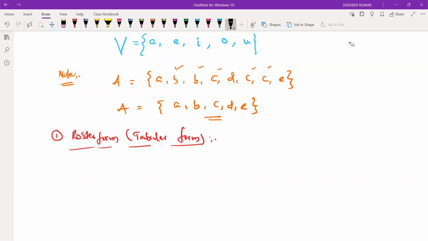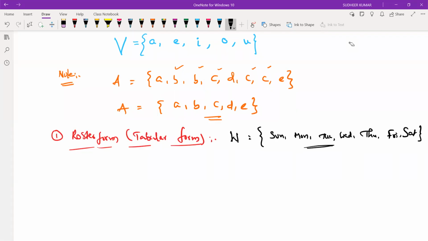Suppose we write the days in a week. So the set is W, Sunday, Monday, Tuesday, Wednesday, Thursday, Friday, and Saturday. All the elements are separated by commas, right? And enclosed with brackets. So this is said to be a roster form or tabular form.